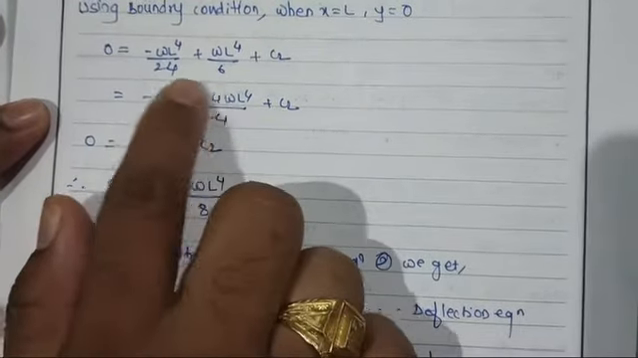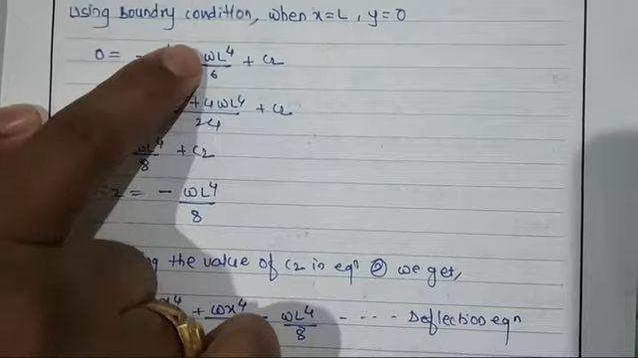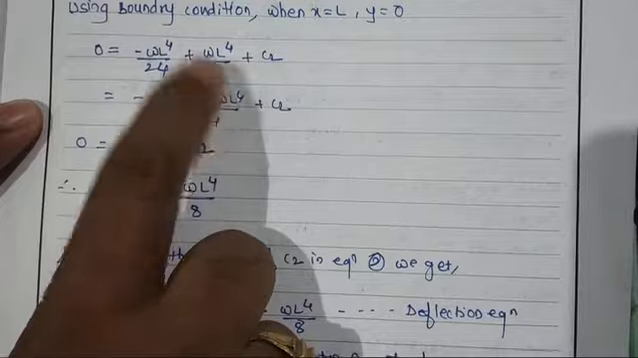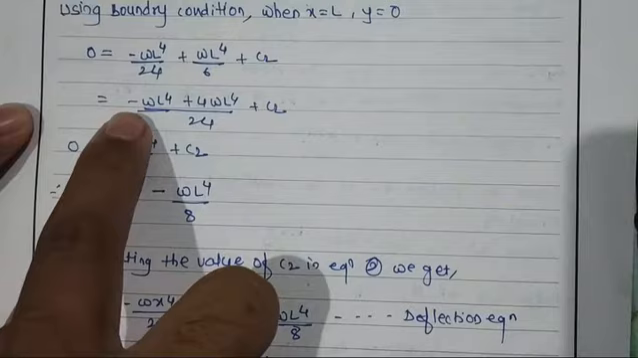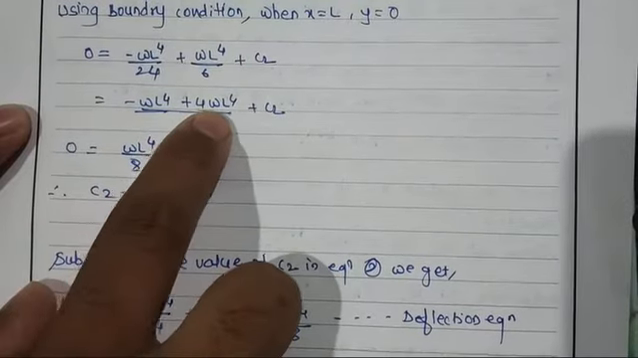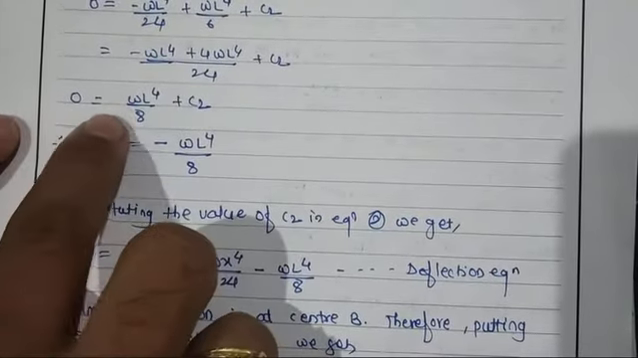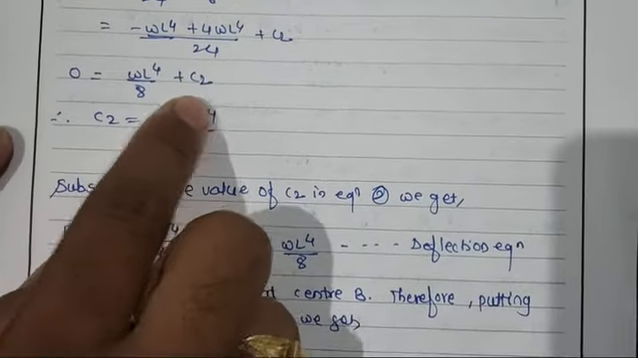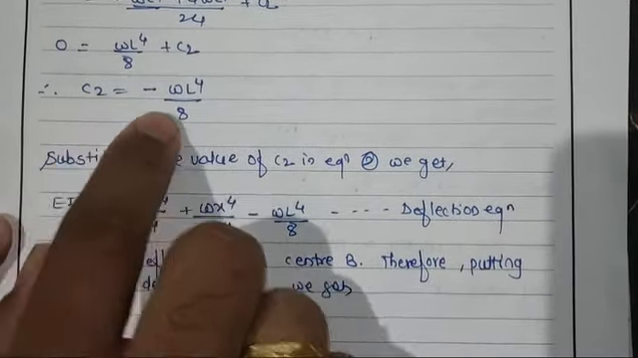We are going to equalize the denominators, so we multiply the numerator and denominator by 4, and here 6 into 4 is 24. Both denominators are then the same. Therefore minus W L raised to 4 plus 4 W L raised to 4 divided by 24 plus C2. We get 0 is equal to W into L raised to 4 divided by 8 plus C2. Now the value of C2 is minus W L raised to 4 divided by 8.